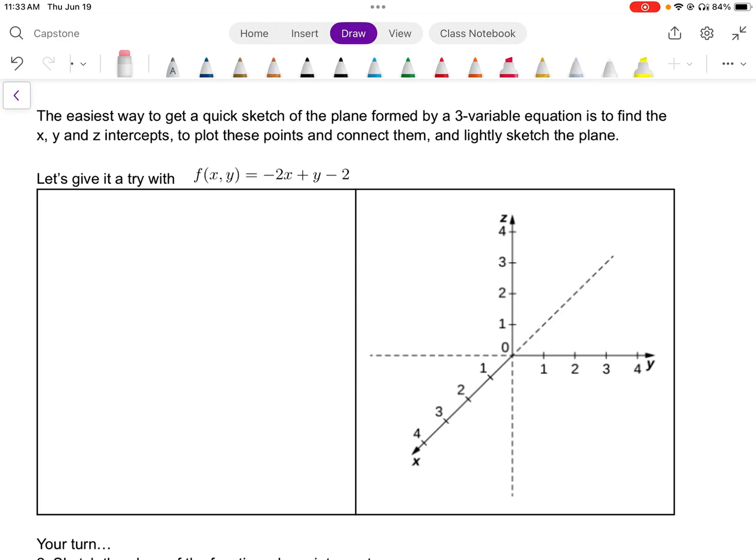Let's just use this strategy to get a sense of what's happening. So let's find the x, y, and z intercepts, plot them, and try to draw a little plane. You can pause the video right now and give it a try yourself.